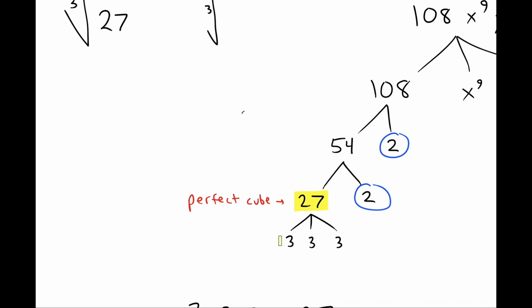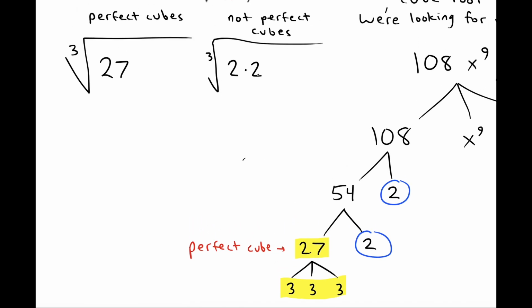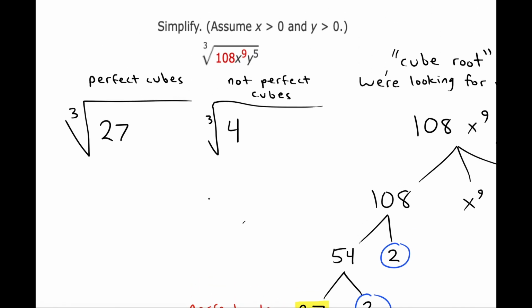With the 3's, we had a triple. We had 3 of them. That's why that makes a perfect cube. So you can put the 2's behind. You could multiply them if you want to make 4. That just simplifies it a little. And now we've broken up the number part. 27 times 4 makes 108, but 27 is the largest perfect cube inside 108.